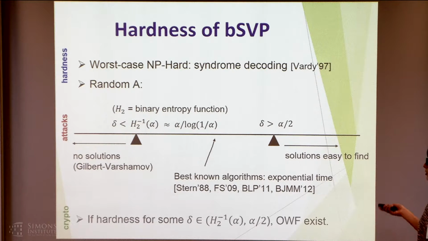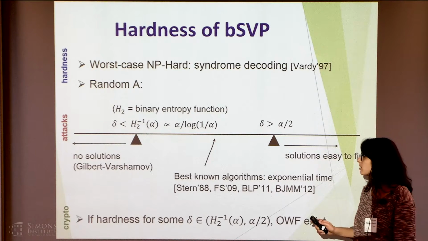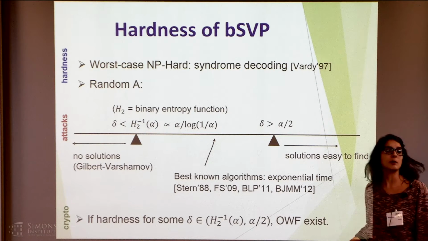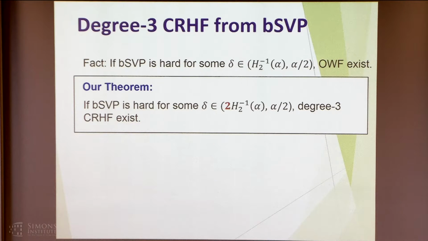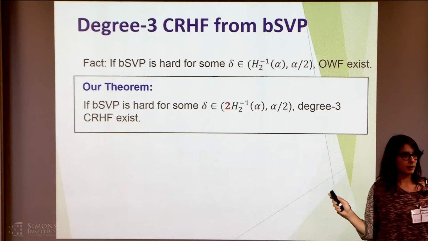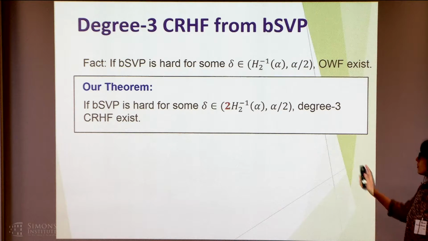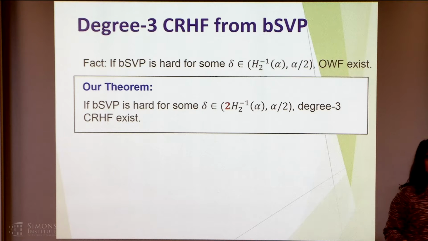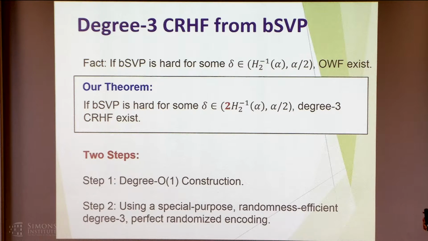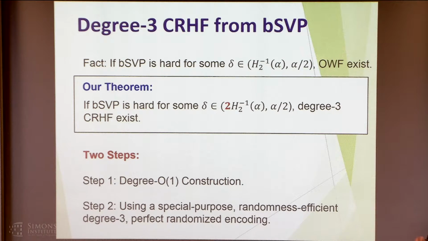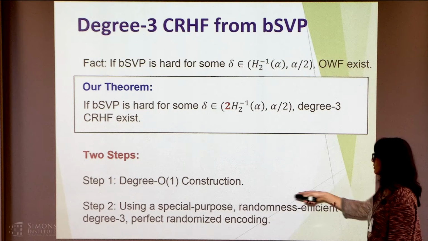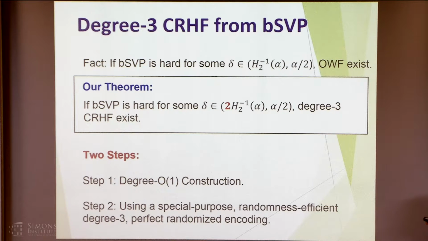It's also not hard to show, from a cryptographic view, that the hardness of this problem implies the existence of a one-way function. And by reducing the gap to twice the inverse entropy function, we show the degree 3 construction. We do it in two steps. First, we show a constant degree construction, and then by applying perfect randomized encoding on that construction, we lower the degree to 3, but we still maintain the linear shrinkage. But I'm not going to specify this step in this talk.